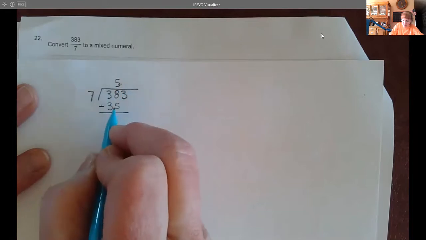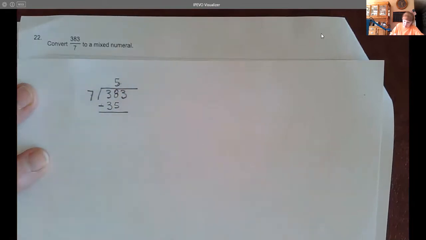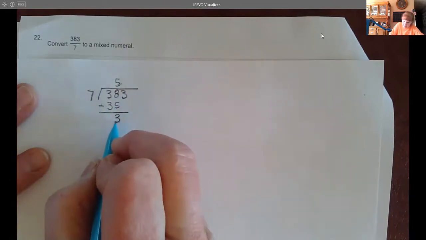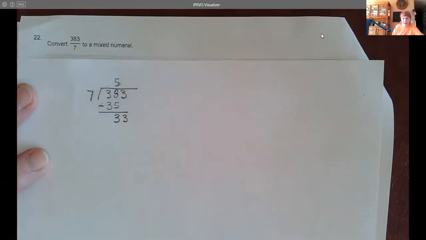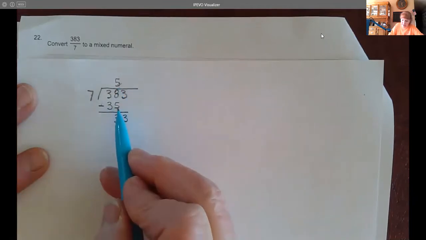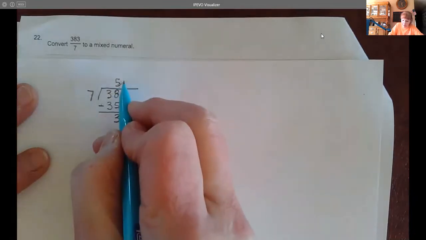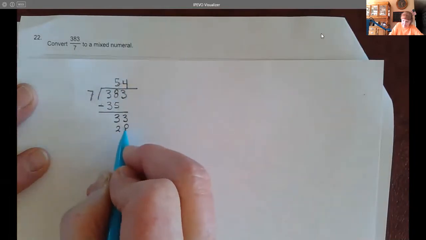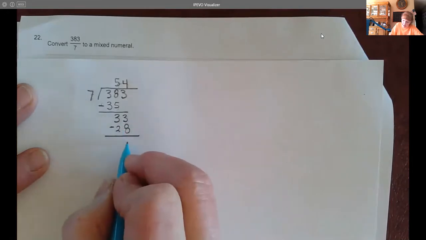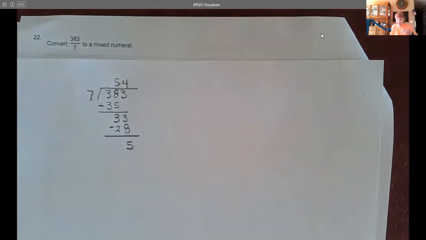7 times 5 is 35. Subtract them, 3, bring down the 3. Let's see, 7 into 33. It doesn't go 5 times, that's too many, but it should go 4 times. 4 times 7 is 28. The remainder is 5 when you subtract those. 33 minus 28 is 5.